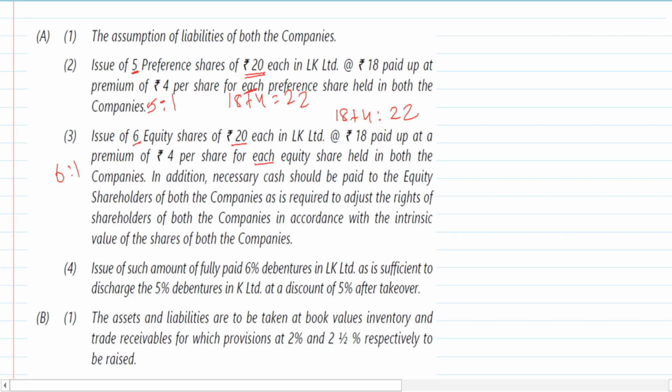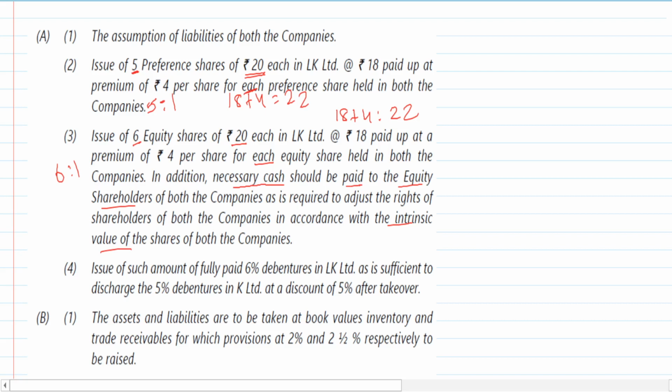In addition, they are saying necessary cash shall be paid, and this cash will be paid only to equity shareholders of both the companies, as is required to adjust the rights of the shareholders of both the companies in accordance with the intrinsic value of the shares. So whatever is the total value of the shares, necessary cash will be paid to the equity shareholders.